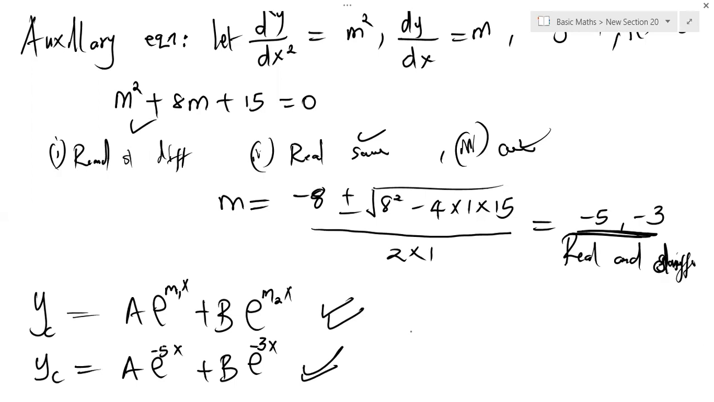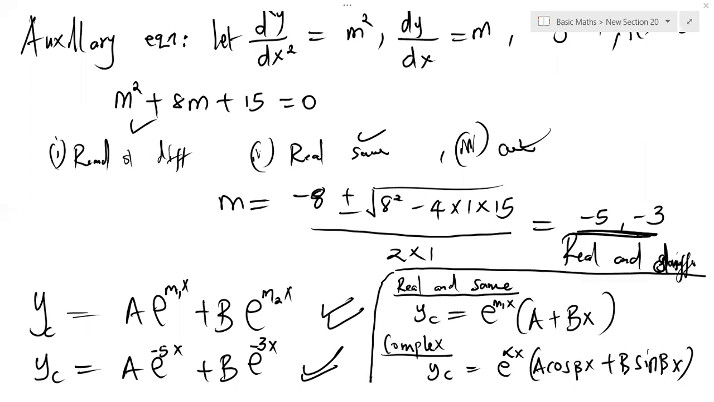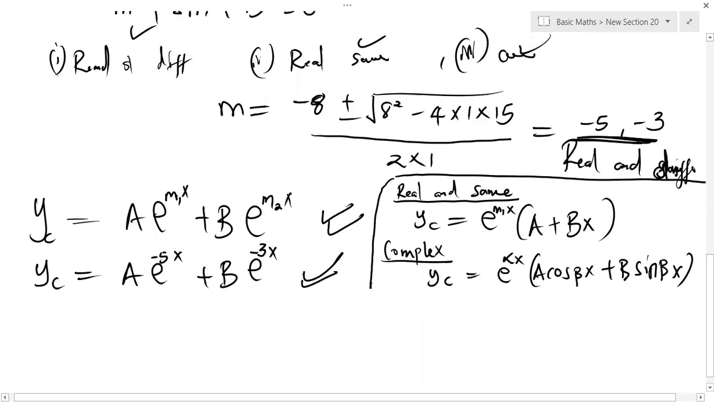Now, a side note here, just in case your m was real and same or complex and you don't know how to go about expressing your yc. For real and same, that is something like 2, 2, this is how you'd have expressed your yc. For complex, that is, let's say 2 plus 3j, this is how you'd have expressed your yc, where alpha is the real part and beta is the complex part. Okay. So let's continue to get our particular integral.